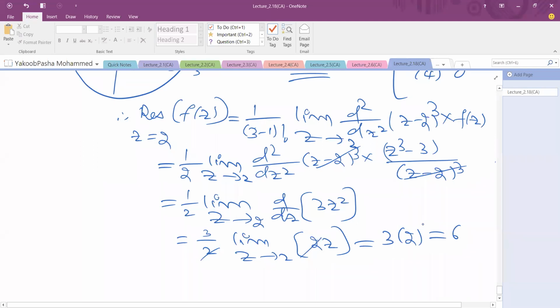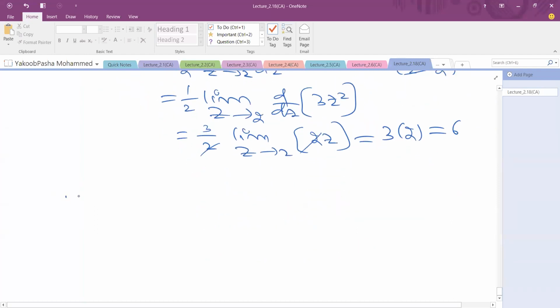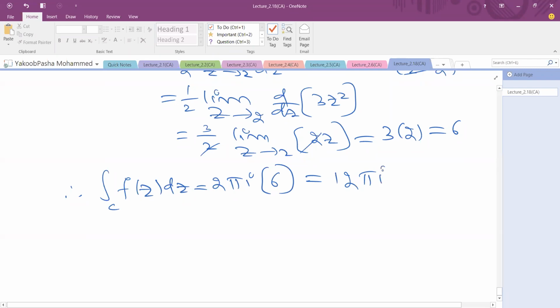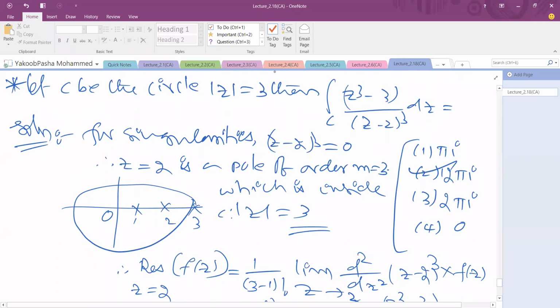So write the integral value. Integral over c f of z dz is equal to 2 pi I of residue is 12 pi I. So which is the right option? 12 pi I, not 2 pi I. So option 2, yeah, 12 pi I is the right option.